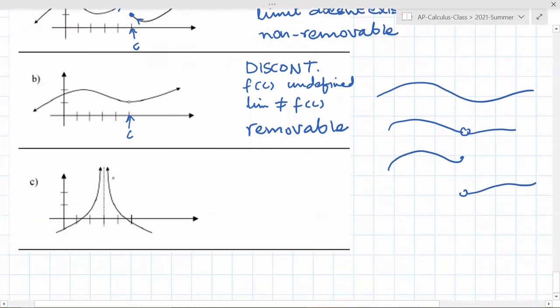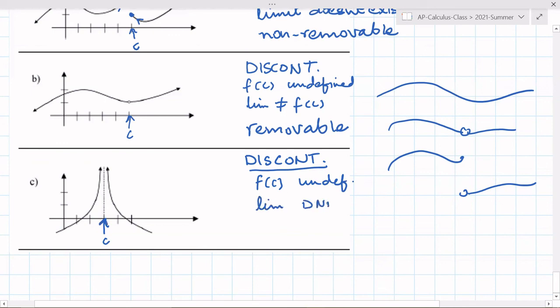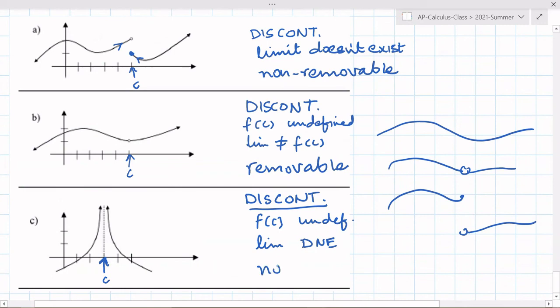Okay, and is this continuous or discontinuous? No, it's discontinuous. f of c is undefined. What about the limit? The limit doesn't exist, right? So if the limit doesn't exist, you don't need to do anything more, because then you cannot fix it. Non-removable, because I cannot fix it. I cannot give one value at c. Suppose I give f of c is 5. It's not going to work, right?